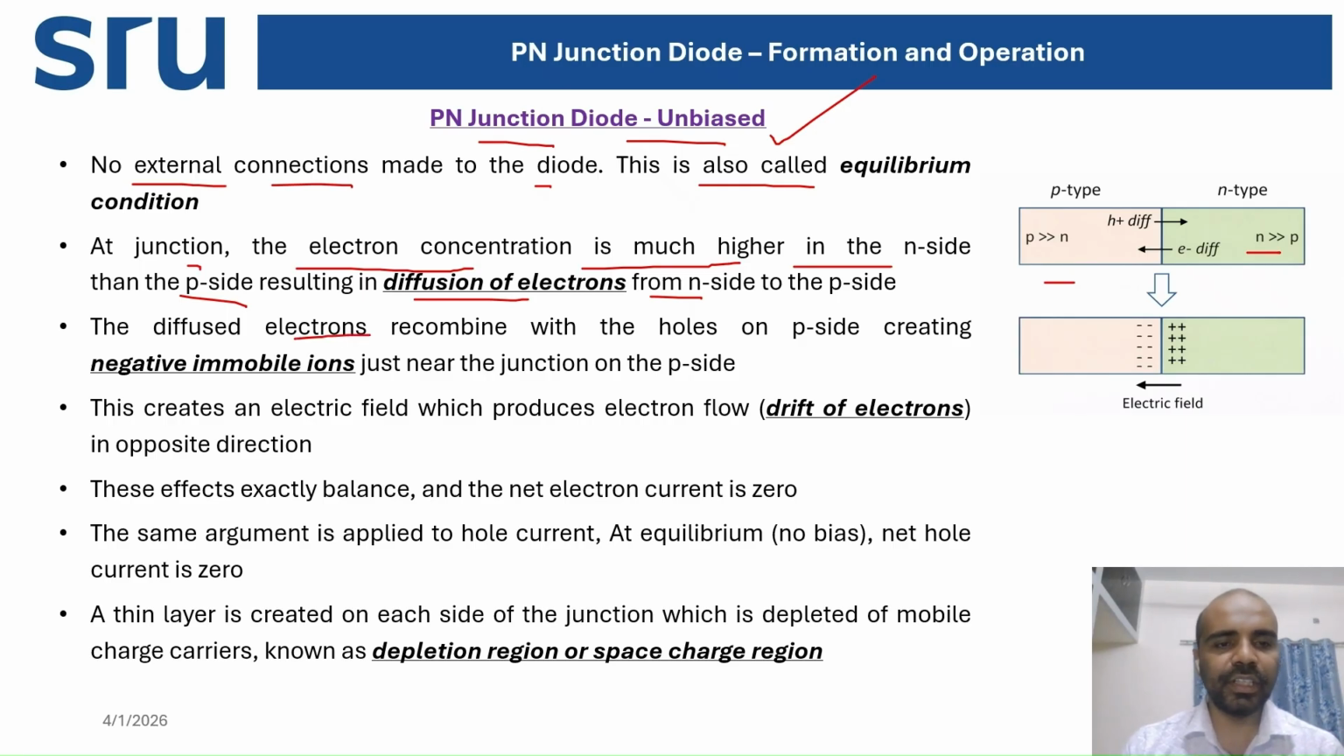The diffused electrons recombine with holes. So at the junction, the holes and electrons recombine, creating negative immobile ions just near the p side. So at the p side, immobile acceptor ions are formed, right? But at the n region, immobile donor ions are formed, right? These donor ions and acceptor ions further produce an electric field.